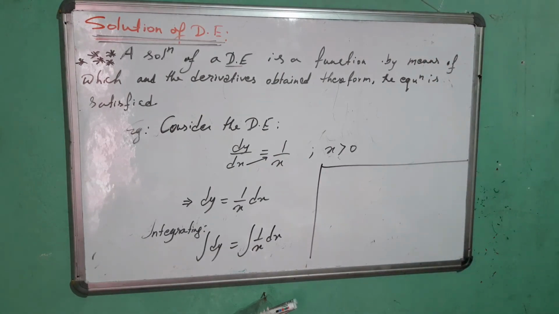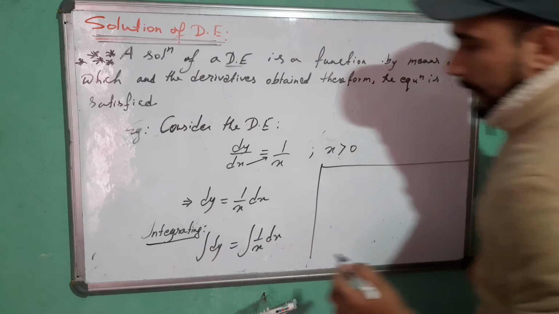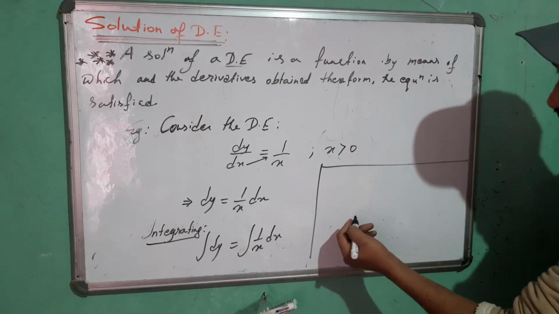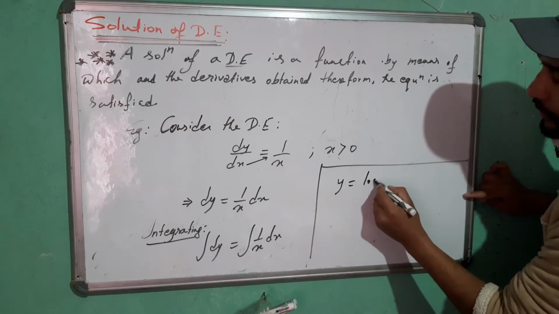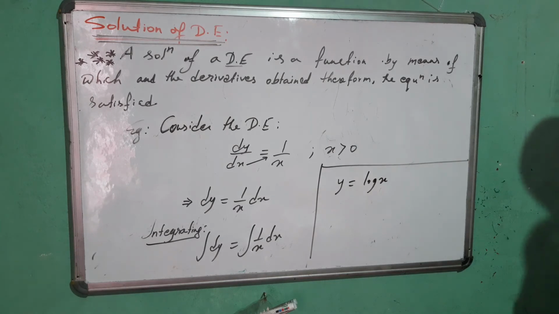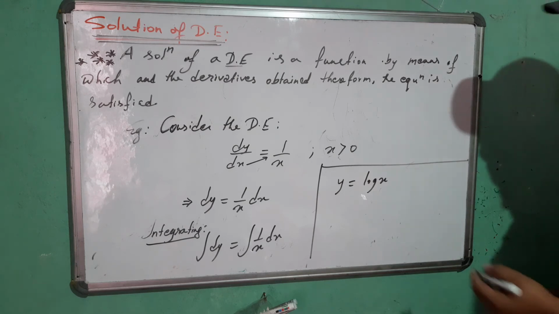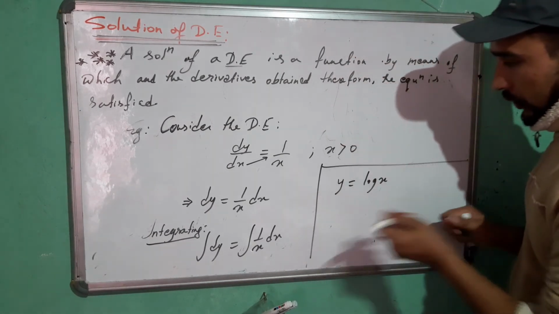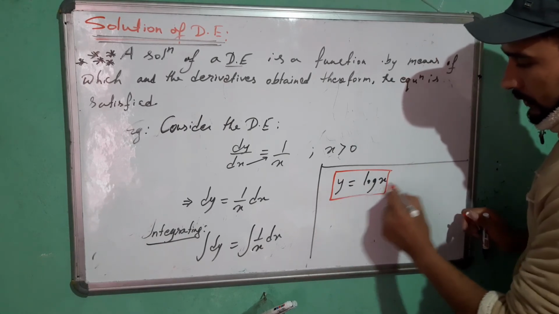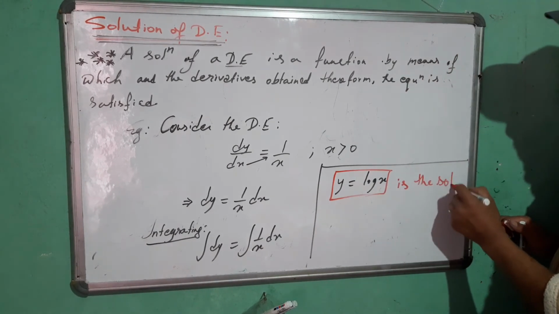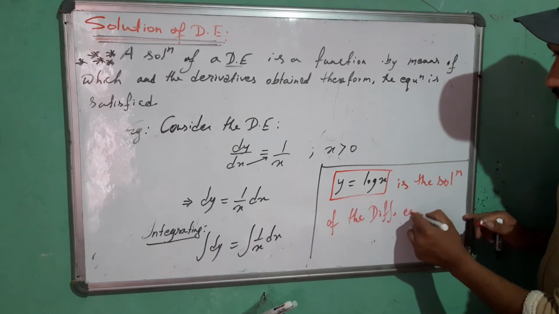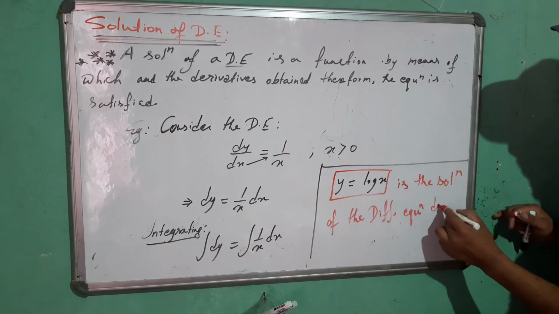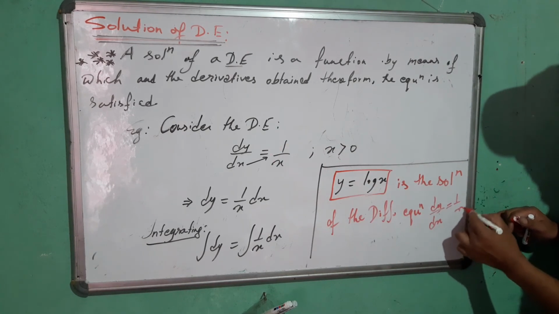From there you will get how much? Integration of dy is y, and integration of 1 by x dx is log x. So this is the solution of the differential equation dy/dx equals 1 by x.